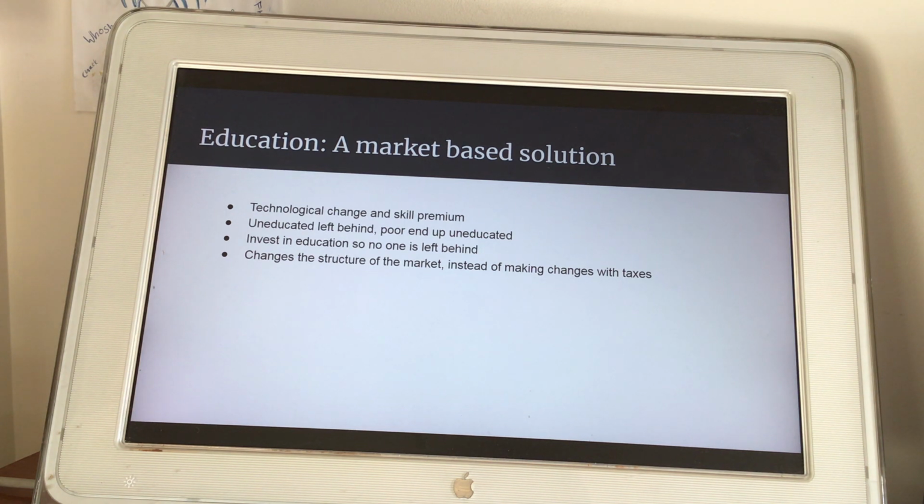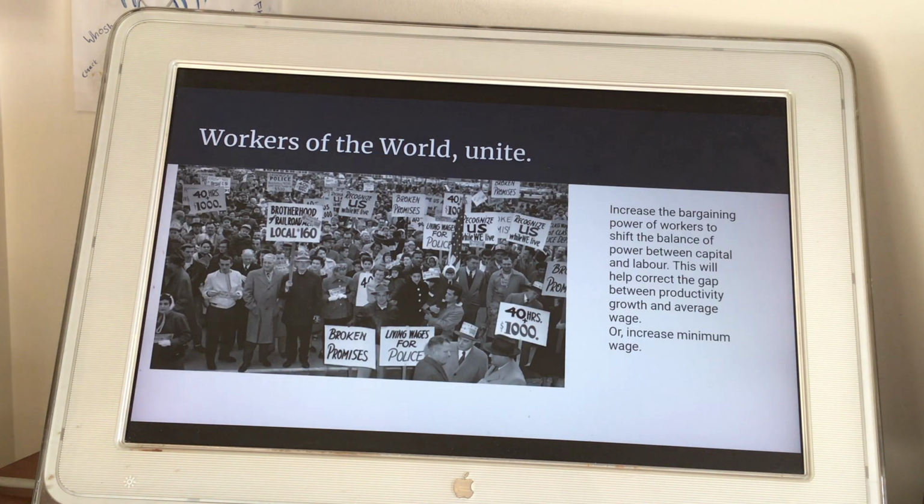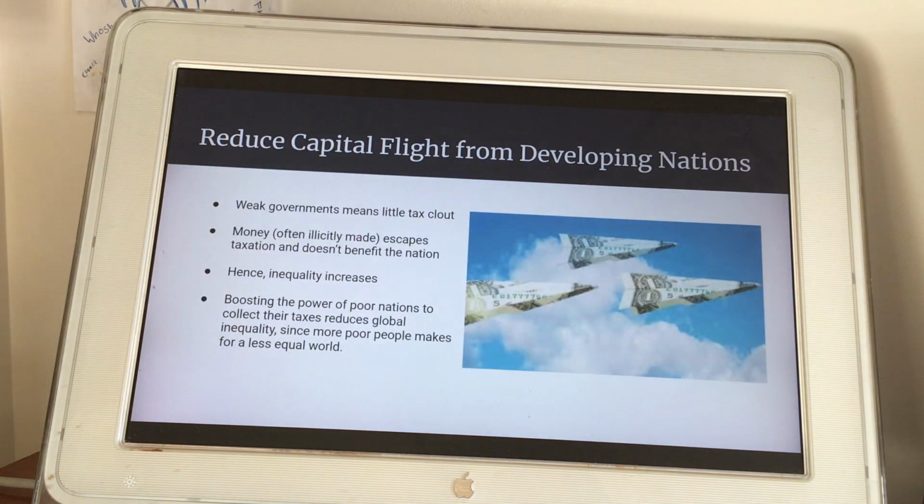Now let's go into some very old ideas about how to increase the power of the lower classes and reduce inequality, and that is increase the bargaining power of workers, make unions easier to form, raise the minimum wage. This helps correct the gap between productivity growth and average wage that we've seen in the last little while. And then here's the one I'm most passionate about, which is reducing capital flight from developed nations. And this is, I think, the most important thing we can do to reduce inequality globally.